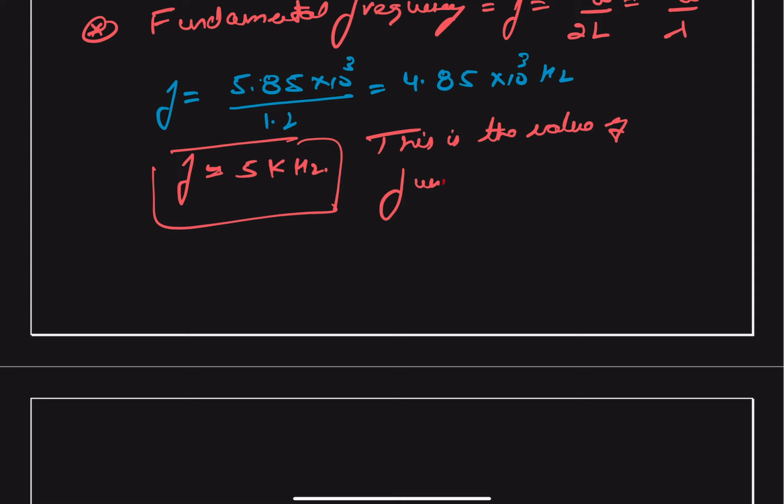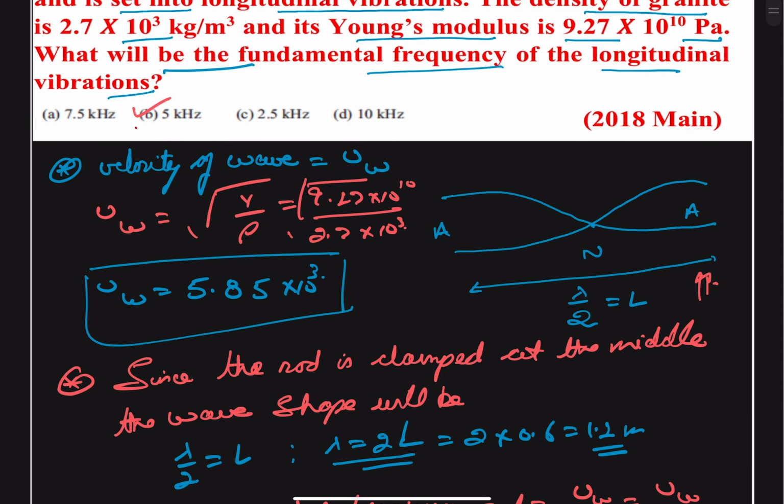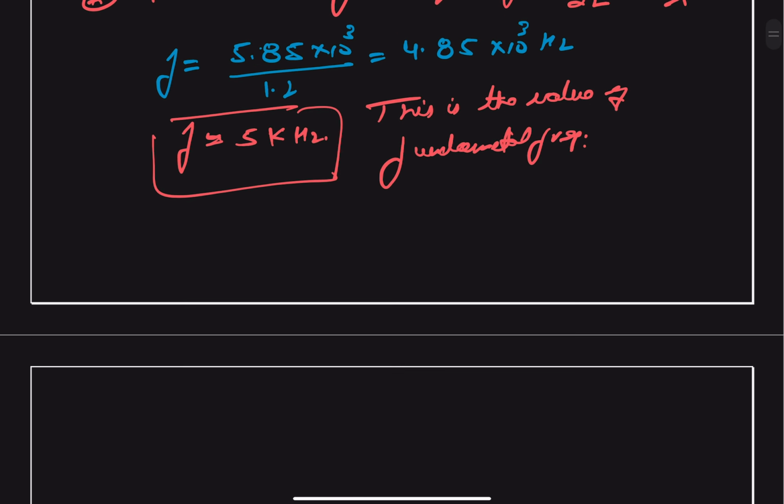So the options that are given to us, option number B is the correct option. Option B is correct.